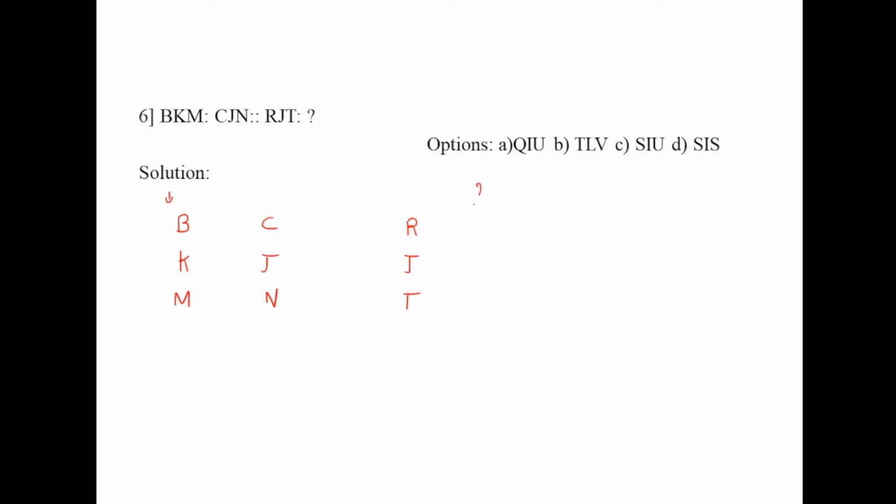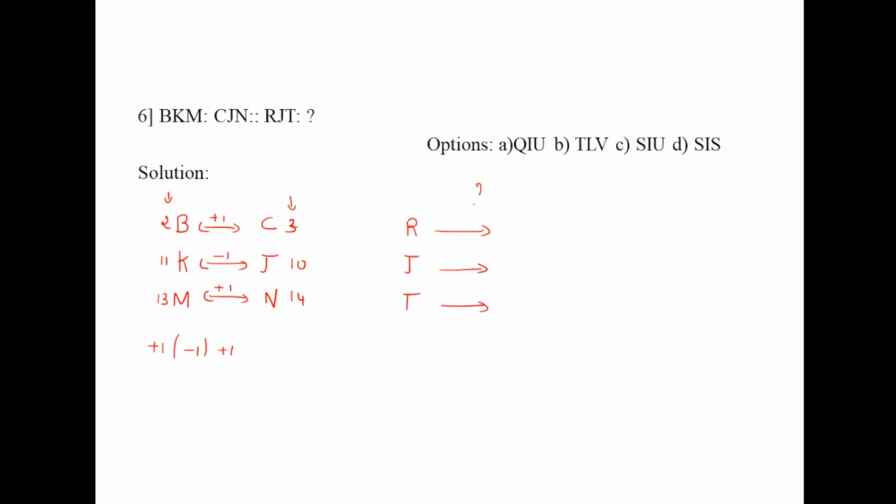Okay, on the left side I will write the positions: B is 2, K is 11, M is 13, and on the right side C is 3, J is 10, N is 14. Now identify the relation between these letters. B plus 1 becomes C, K minus 1 is J, and again M plus 1 is N. So the logic is plus 1, minus 1 and plus 1. Here also maintain the same relation to get the required answer.